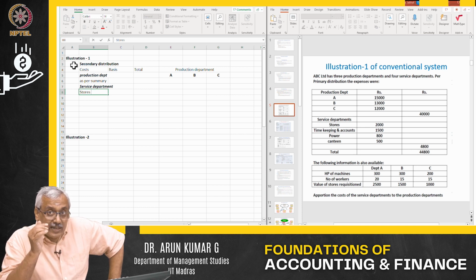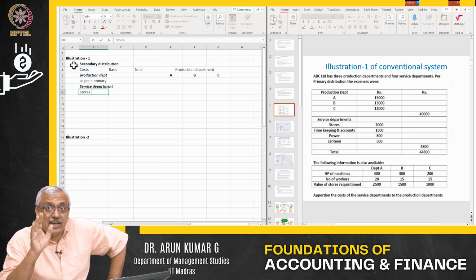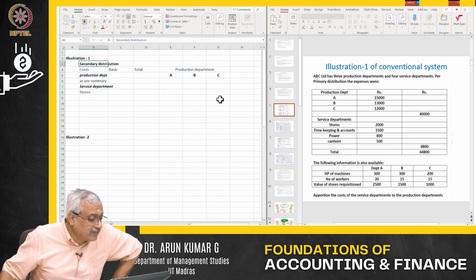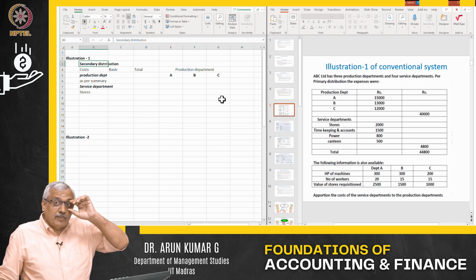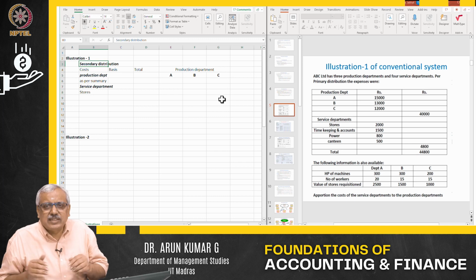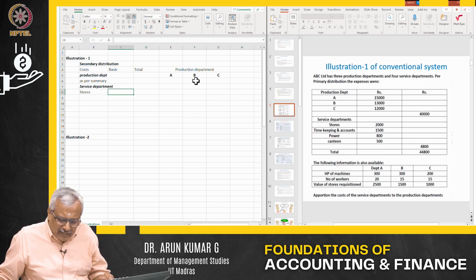I am not allocating to the service department and then reallocating in this case. I am not doing the primary distribution. I am directly getting into the secondary distribution. That is what I have mentioned here, secondary distribution. Am I right with you? Yeah. I am not even getting into the primary distribution. This is the typical conventional system that they did. So, source department, and how do I allocate the stores?